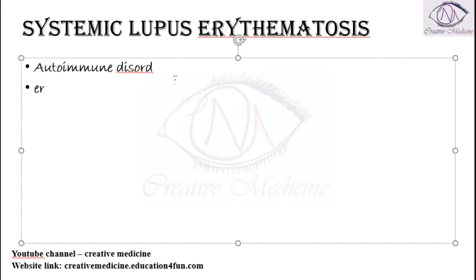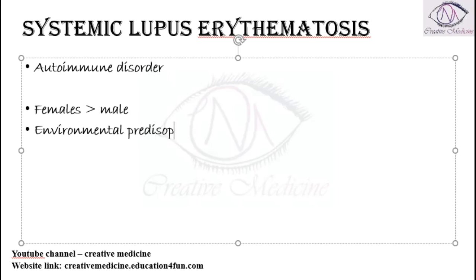It is more commonly seen in females when compared to males. All the autoimmune disorders are more common in females than in males, except ankylosing spondylitis, which is more common in males than in females. And it has an environmental predisposition, seen in systemic lupus erythematosus.